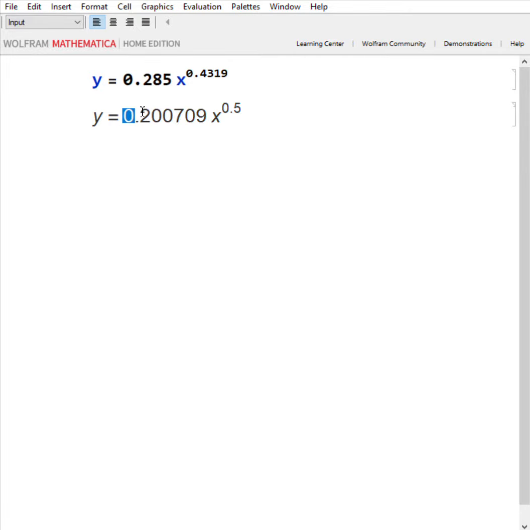0.285 is almost 0.200709, and 0.4319 is almost 0.5.